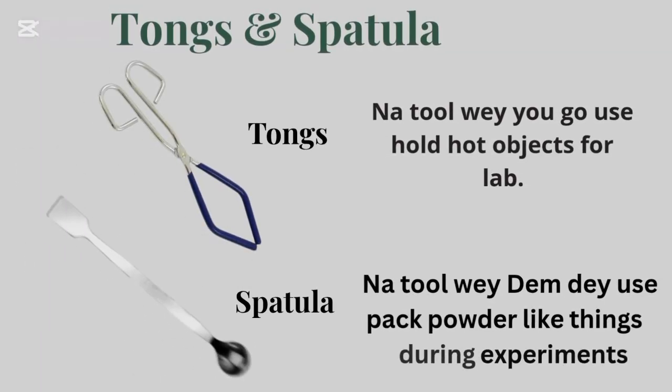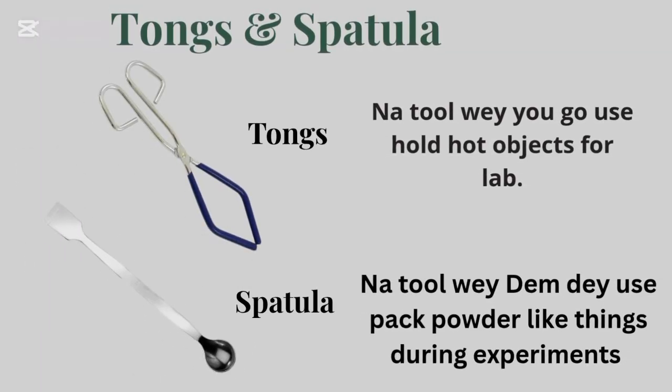Okay, the last but not the least. Abi how dem dey talk am, the least but not the last. Anyhow, na this collabo wey dey our front, tongs and spatula. Tongs na tool wey dem dey use hold objects dem wey no go fit stand on their own on top fire so that dem fit heat them, or dem dey use them comot hot objects from fire so that your hand no go burn. Then the spatula be like small spoon. Then they use am pack powder put for something during experiment.